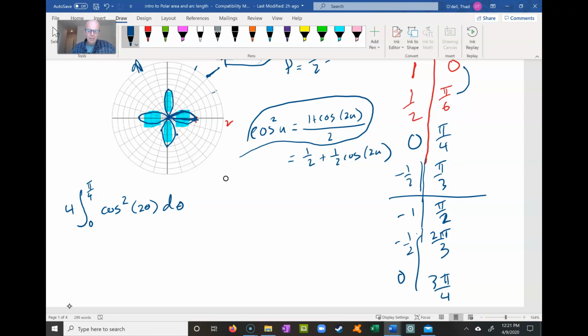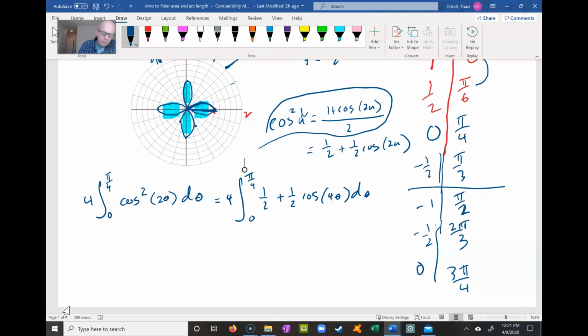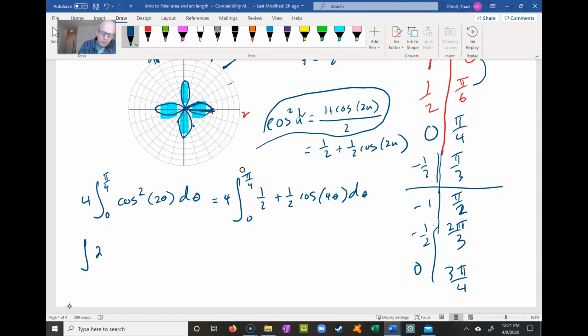Okay. So what that means now is I can rewrite this as 4 times the integral from 0 to pi over 4 of 1/2 plus 1/2 cosine. Now be careful here because this is 2u where that's u. So since this is 2 theta, that means in here I'm going to put 4 theta d theta. Okay? So now we have to integrate. Actually, I might just distribute that 4 through since we have numbers in there anyway. So that would be the integral of 2 plus 2 cosine 4 theta d theta. Of course, that d theta is times this whole thing, right? Okay, so now we're ready to integrate.